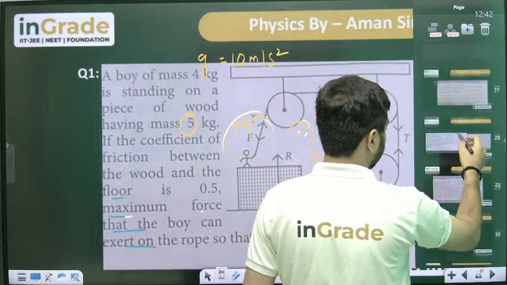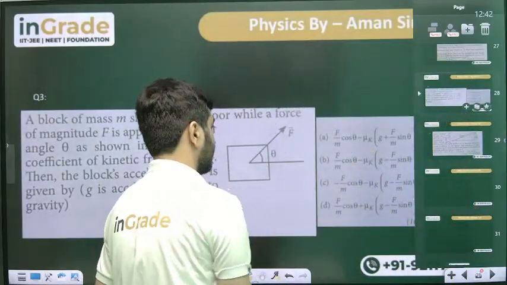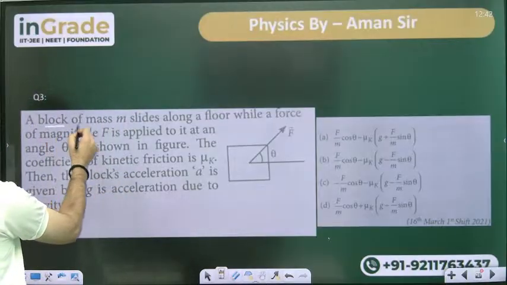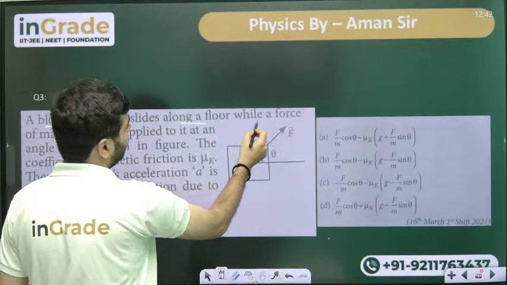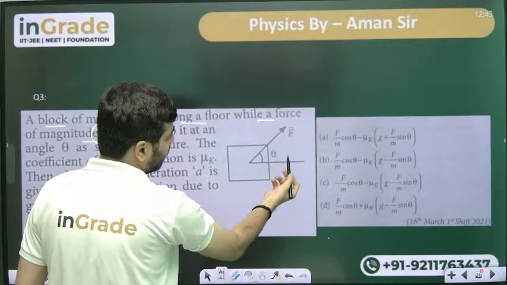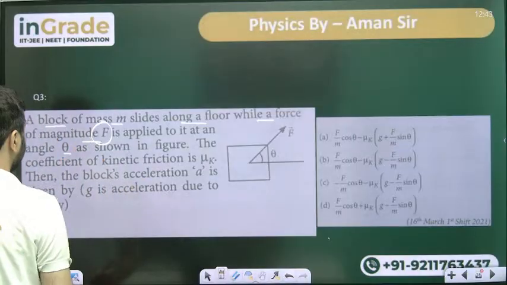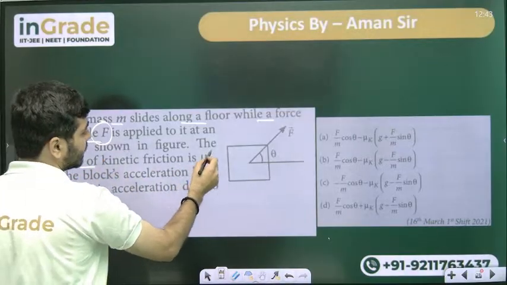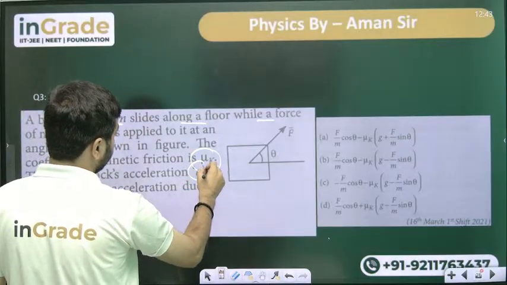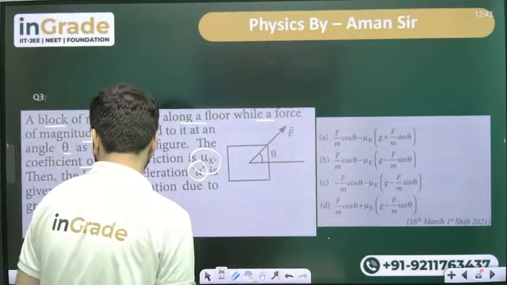Now let's solve another problem. This is the problem. A block of mass m slides along the floor while a force acts in this direction at an angle theta, as shown in the figure. The coefficient of kinetic friction is mu k. The block's acceleration is a. Now first we have to plot the free body diagram.